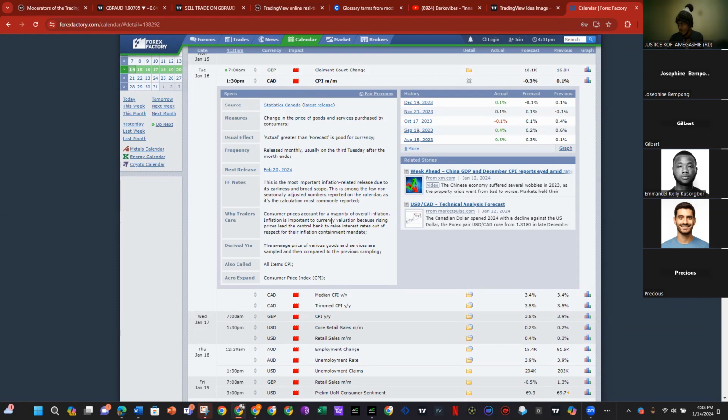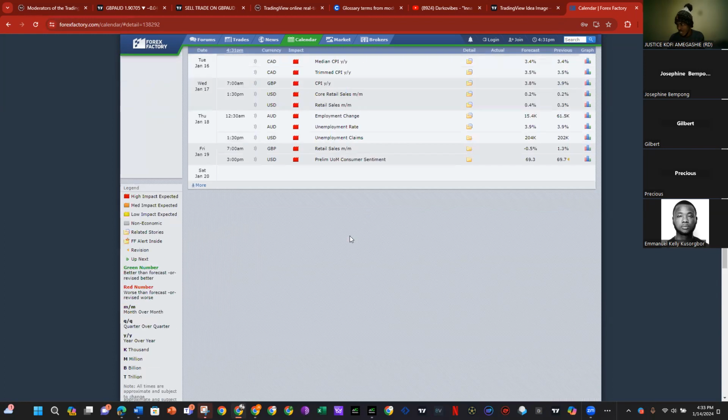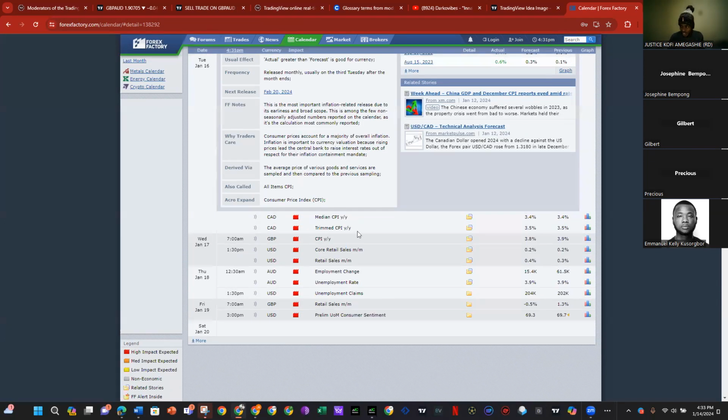Consumer price accounts for a majority of overall inflation. Inflation is important to a currency valuation because rising prices lead the central bank to raise interest rates out of respect for their inflation commitment mandate. So you see all this news. So when you are trading their pairs, then you have to come and watch.